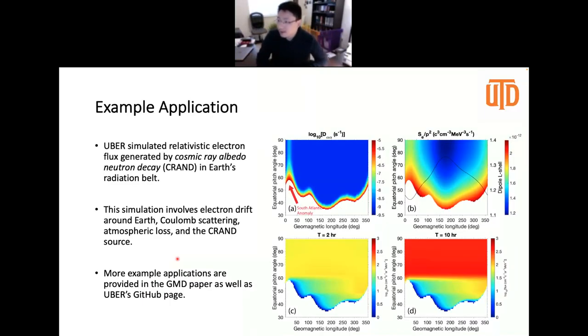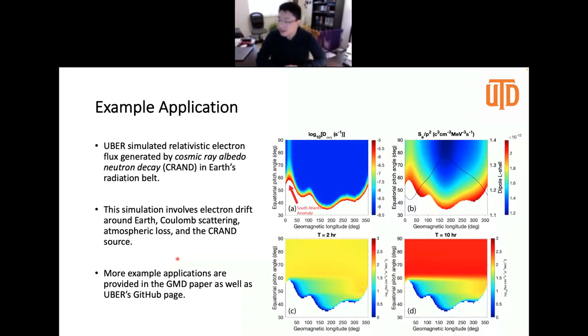We look at an example application of the library. We used Uber to simulate a relativistic electron flux generated by cosmic ray albedo neutron decay in Earth's radiation belt. Cosmic rays generate relativistic electrons in the upper atmosphere due to neutron beta decay. This process is called the cosmic ray albedo neutron decay. The generated electrons are then trapped by the planetary magnetic field to form a radiation belt.